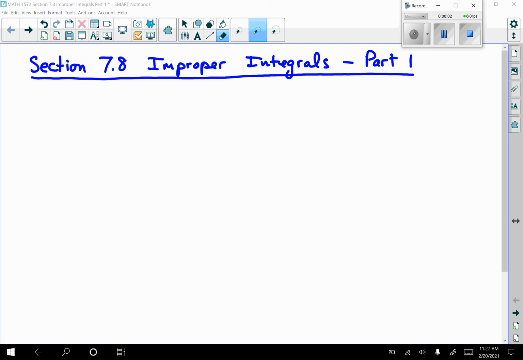Section 7.8 deals with something called improper integrals. So this is going to be a two-part video lesson here. The first part, we're just going to take a look at what I consider to be type 1 of improper integrals.